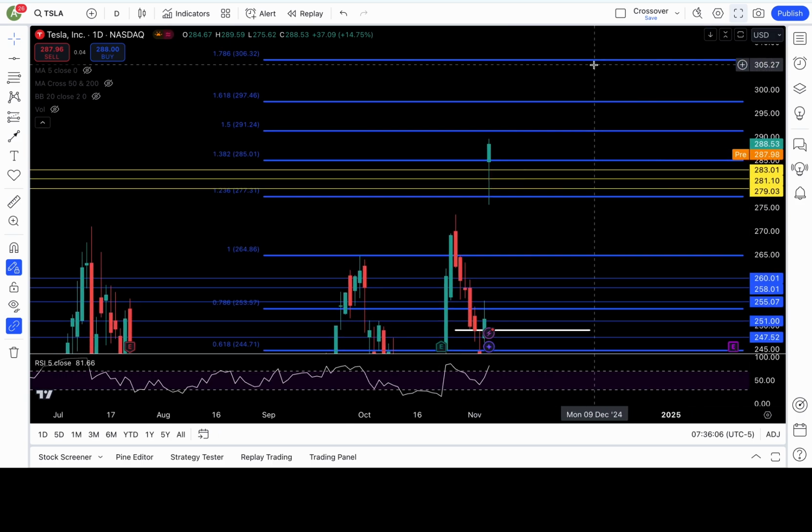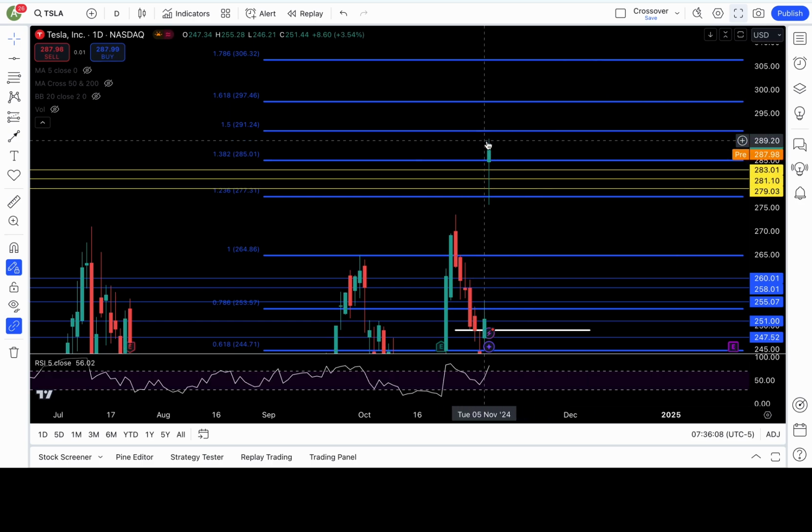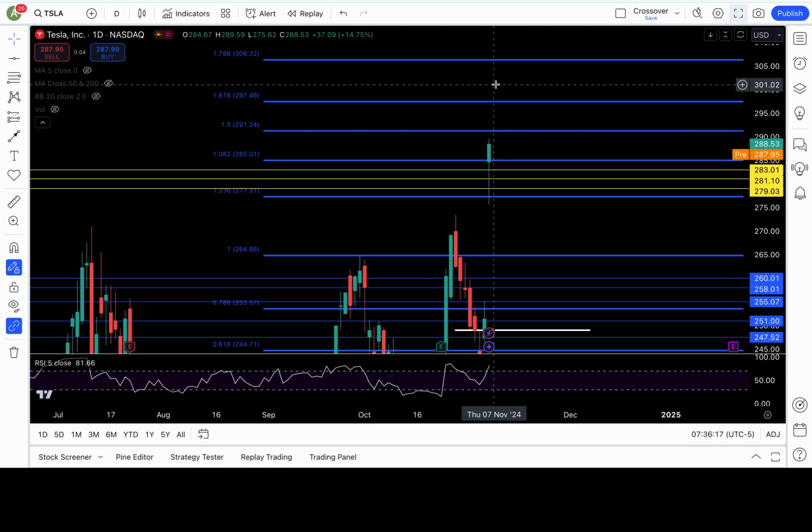Around 288 as of right now. I have 290 and 291.3 as the next resistance levels. If they clear, more upside incoming. 297.4 and the big 300 would be in play. I wouldn't look to short.